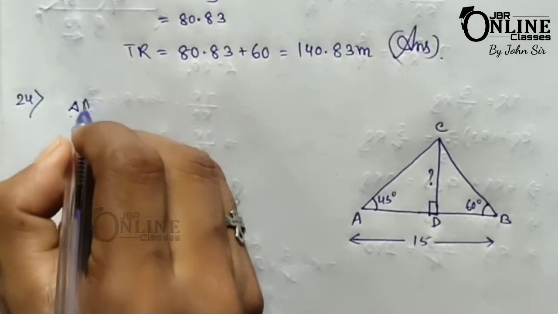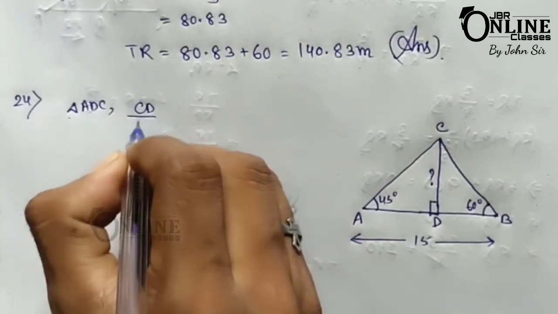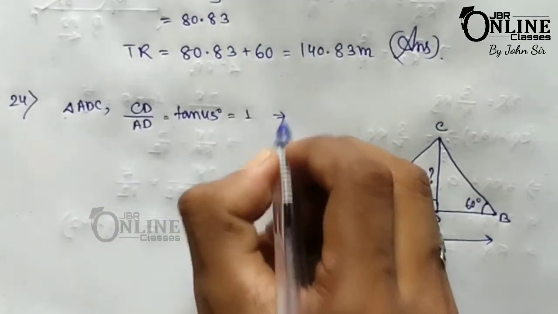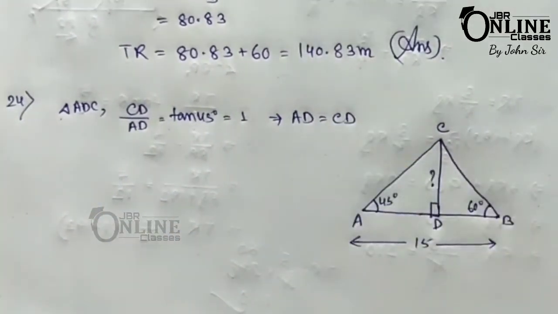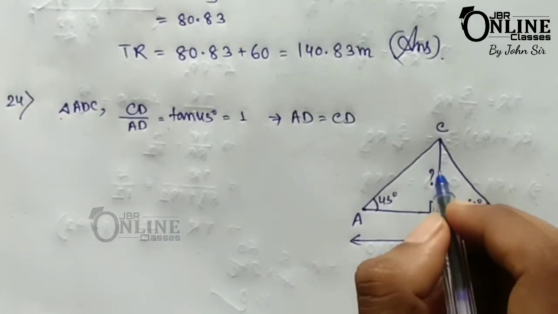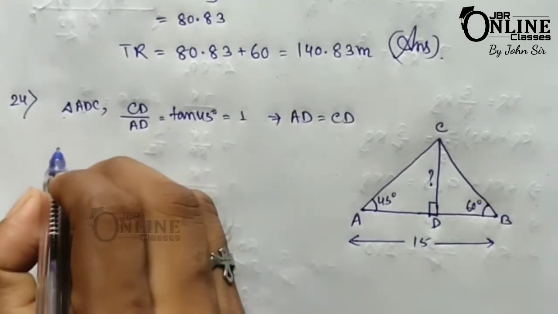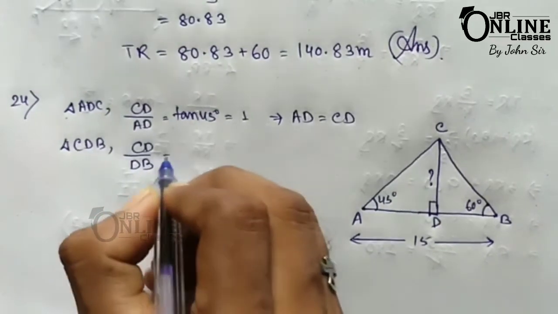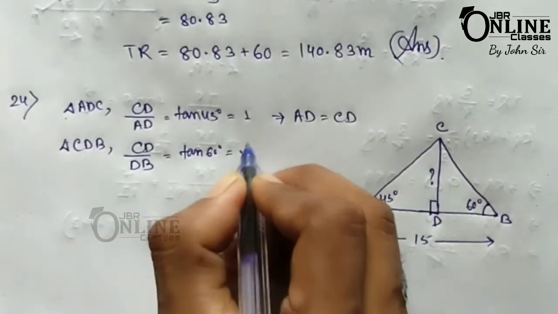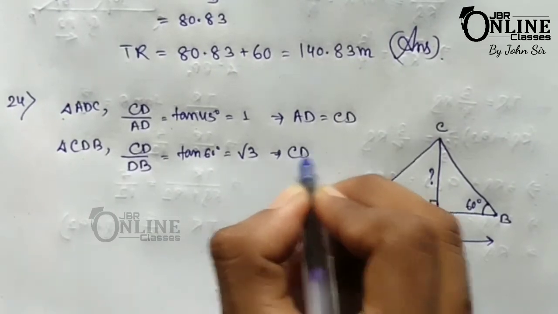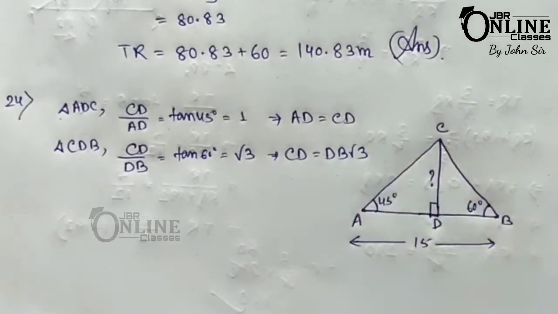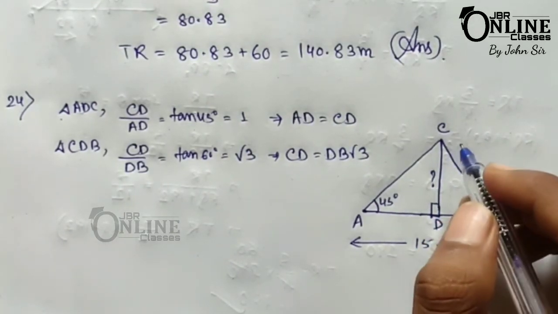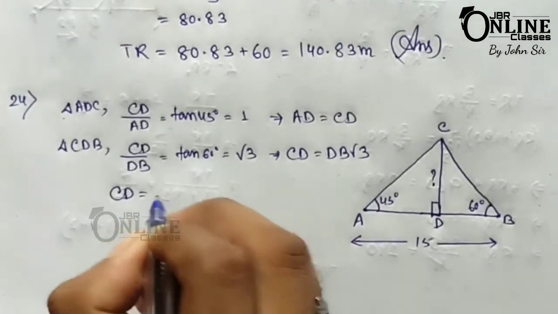This triangle ADC, from triangle ADC, CD by AD equals tan 45. Now tan 45 becomes 1, so that implies we can write AD equals CD. That means the value of AD is equal to the value of CD. Now the second one, from triangle CDB, CD by DB equals tan 60. Now tan 60 equals root 3. So CD equals DB root 3. Okay, so here CD equals DB root 3.